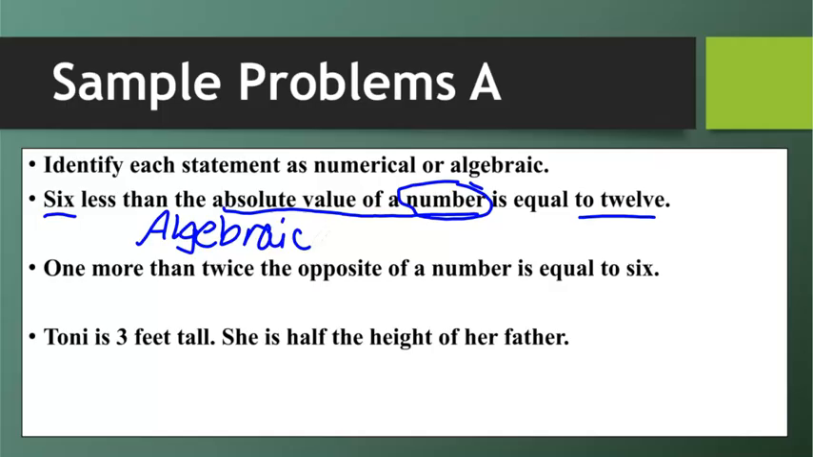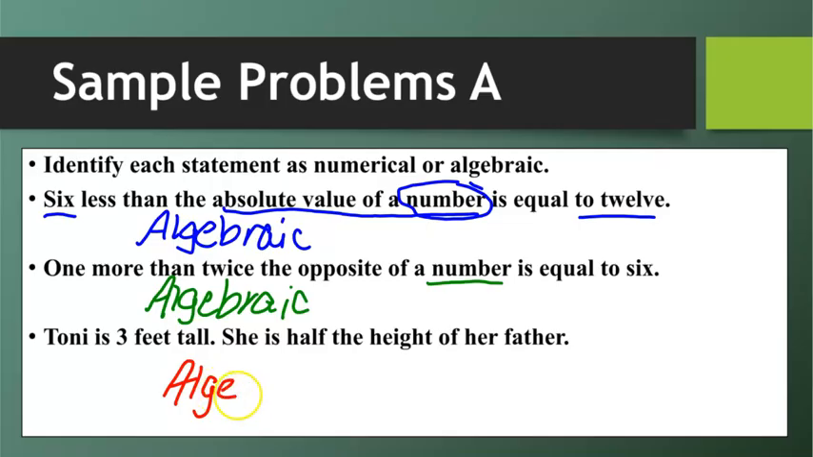The next one: 5 more than twice the opposite of a number is equal to 6. Again, I have the opposite of a number. I don't know what that number is, so that's a variable. So this would have to be algebraic as well. And the third one here, Tony is 3 feet tall. She is half the height of her father. Now, we don't know the height of her father, so this would also have to be algebraic because we have an unknown.